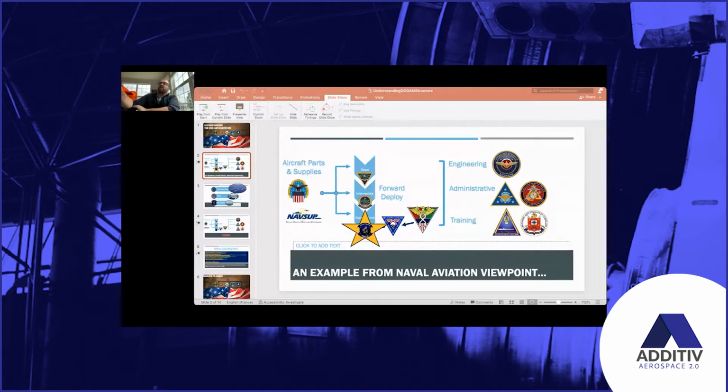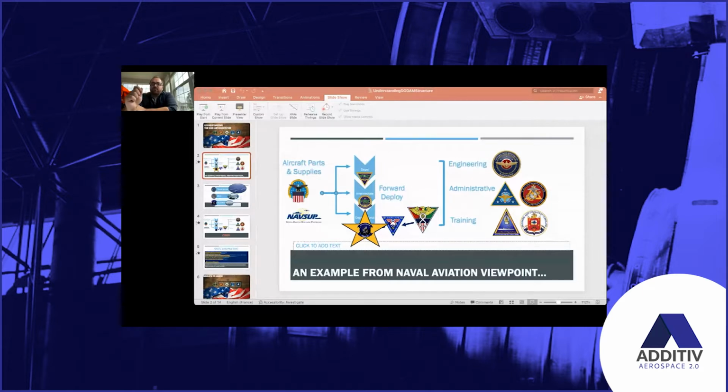And then to the right here, there's all these other entities, mostly in support of the larger Department of the Navy, instead of just the little active duty component, where you have Naval Engineering services, you've got the administrative services, you've got the training commands.